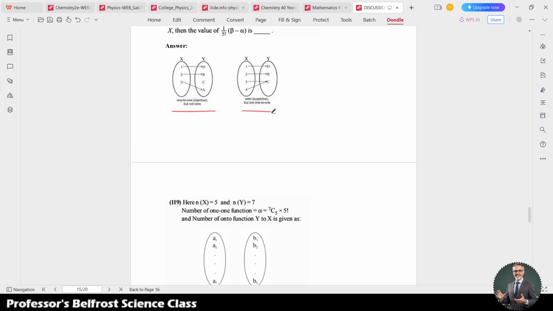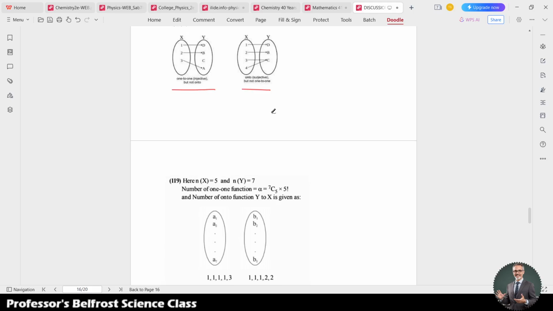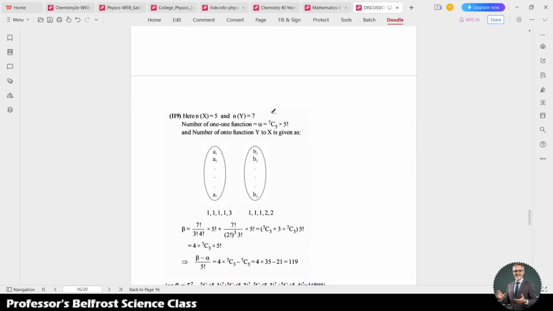So here we see that n(X) equals 5 and n(Y) equals 7. So the number of one-to-one functions actually is easy. It's just the combination C(7,5) times 5 factorial, because there can be 5 combinations of position. Okay, and how about beta?